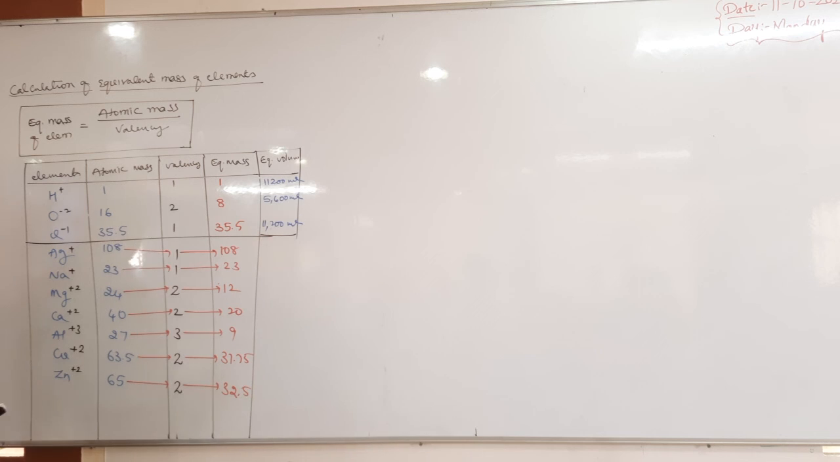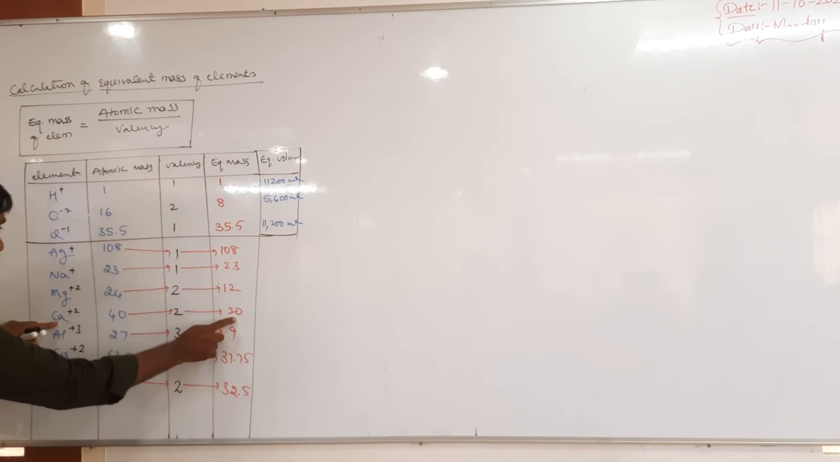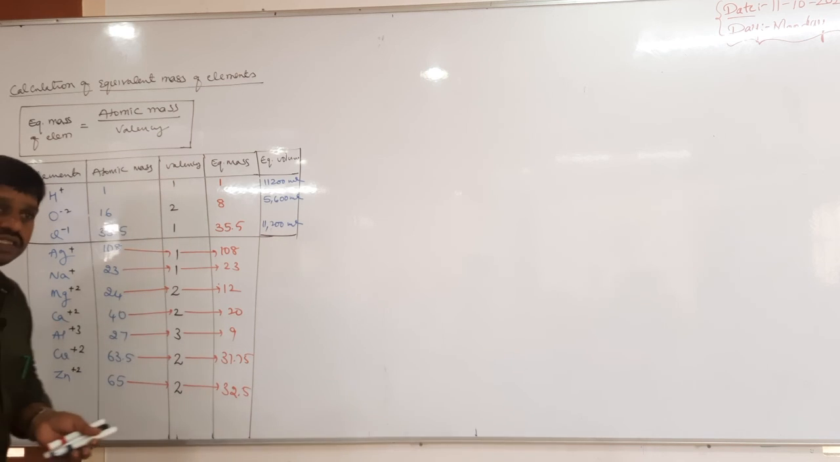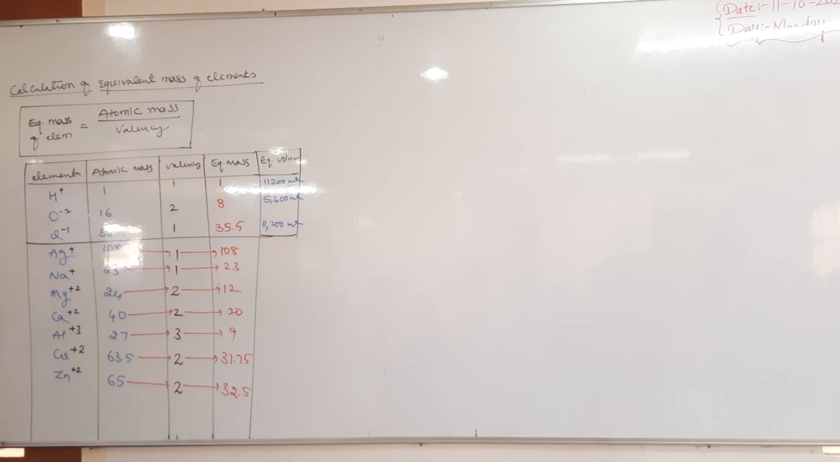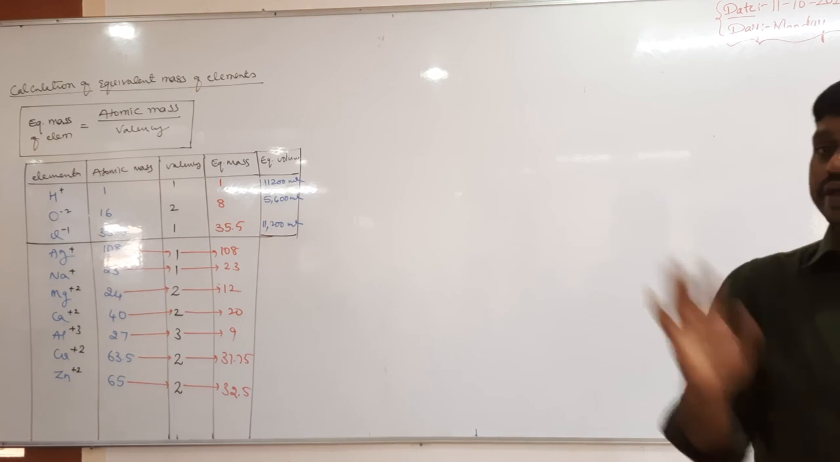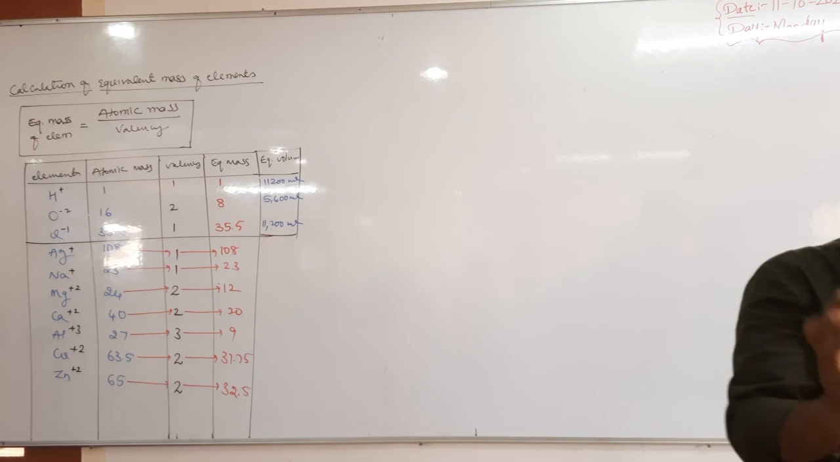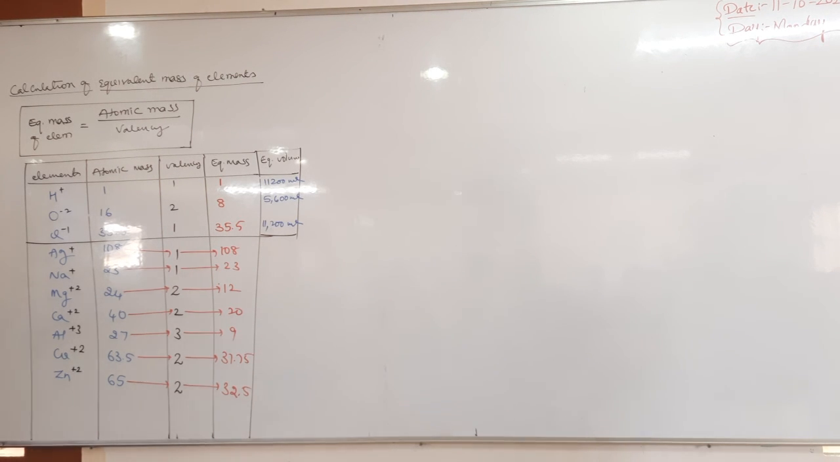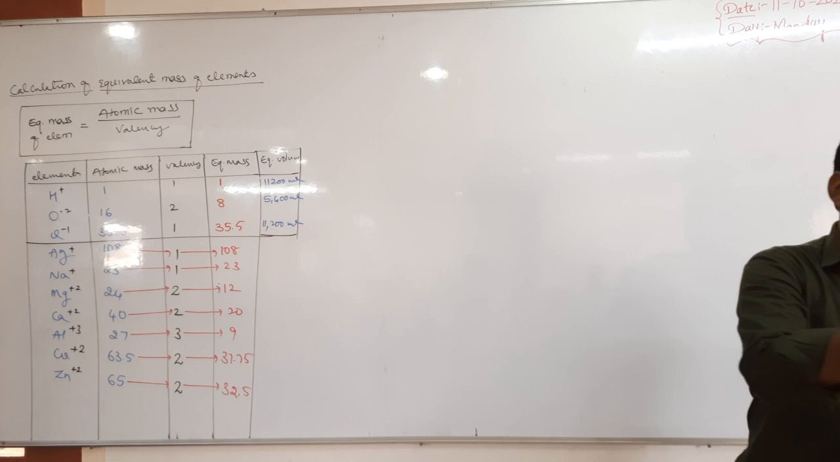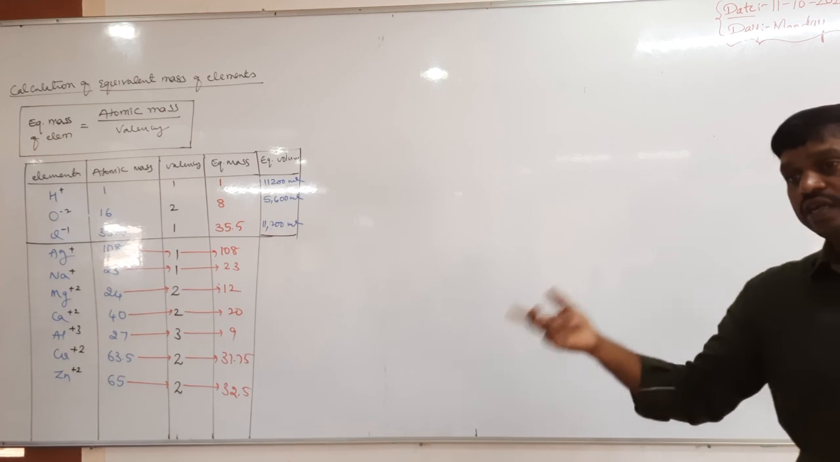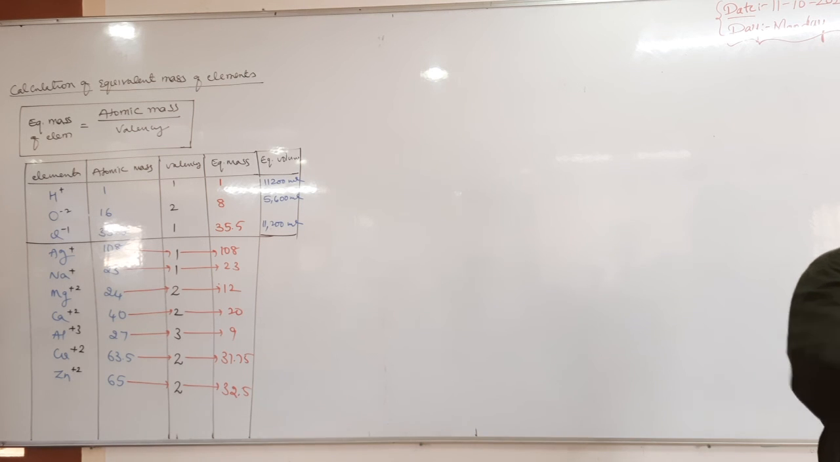Right. Now the question is like this. What is the equivalent weight of calcium? 20. Equivalent weight of calcium is 20, it means 20 grams. Suppose the question is like this: 20 grams of calcium combines with x grams of element A, where x is the equivalent weight of element A. It means the equivalent weight of an element always combines with the equivalent weight of another element.